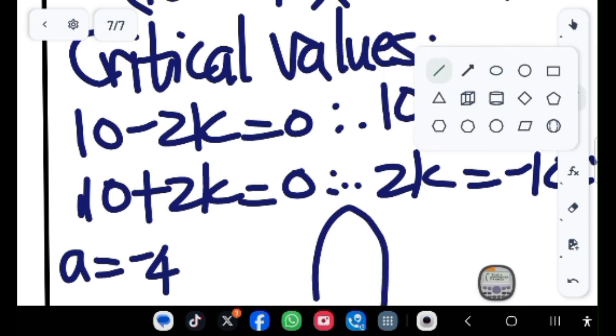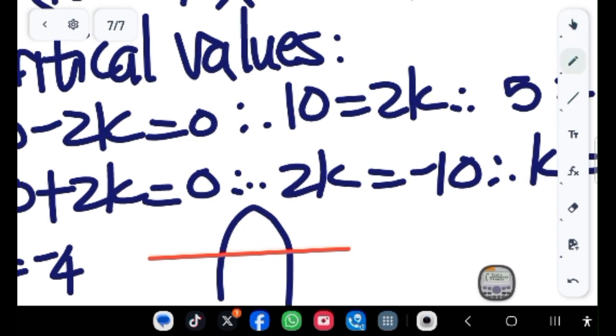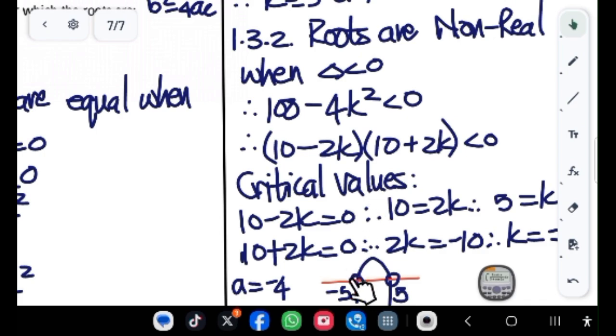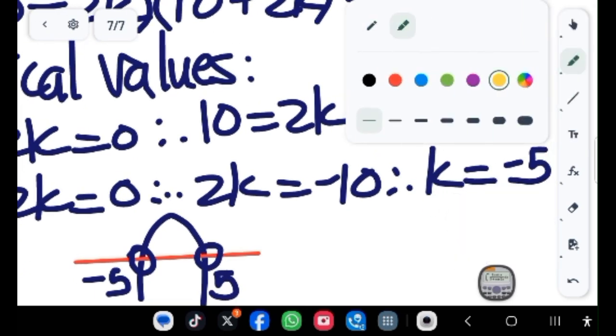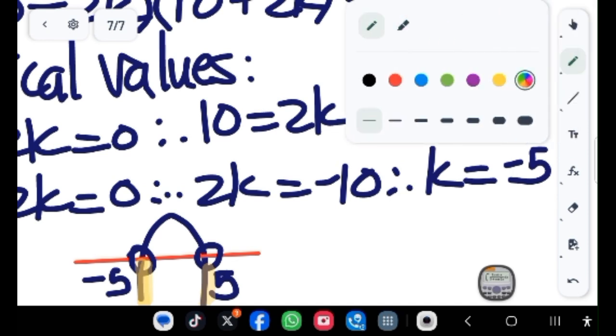Now that the arms look down, the critical values will be 5 and negative 5. Over here, we're looking for values where this lies below the x-axis, because it's when this whole thing is negative. So here we go. We're looking for when it's negative, not including the endpoints. This is where it is. So therefore, that means our k must be less than negative 5 or greater than 5.